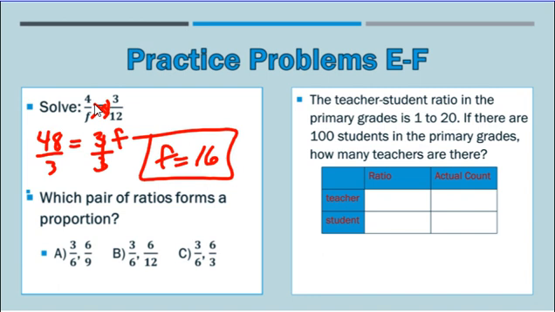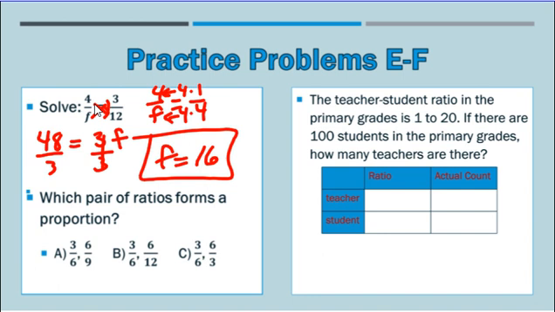Which would make sense because you could also do this. 4 over F equals, I can reduce 3/12. 3/12 is 1/4. And I know I can multiply 1 times 4 to give me 4. So 4 times 4 would give me my F, which is 16.